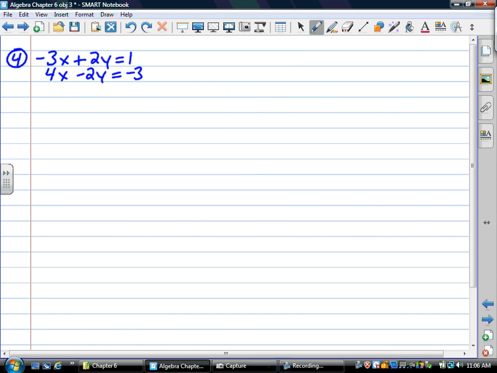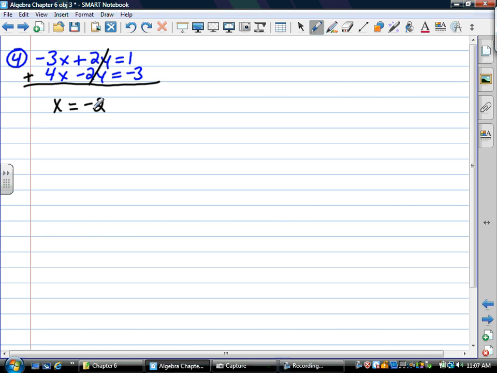Let's move on to our third problem. Are we going to add or subtract to eliminate a variable here? I see opposite coefficients. So when I see opposite coefficients, I want to add to eliminate the variable. Negative 3 and positive 4, that's going to give me 1x. Positive 2 plus negative 2y, they eliminate. So x is going to be equal to 1 plus negative 3, negative 2. I mean, how easy is that?